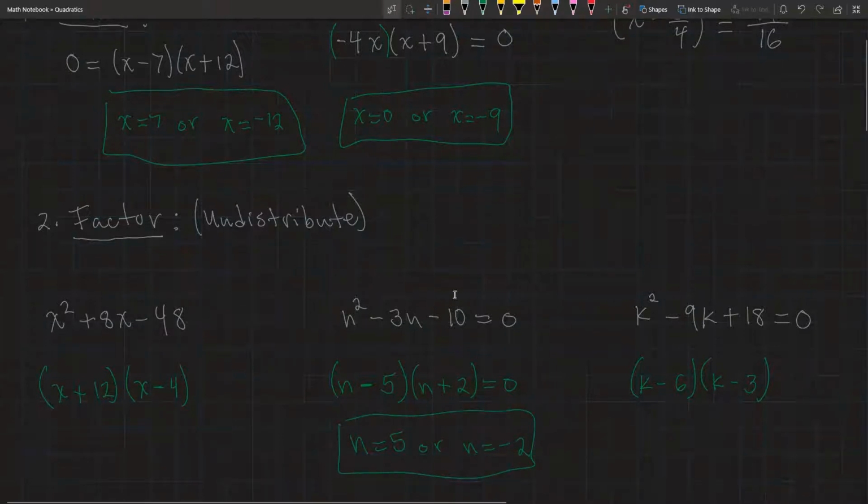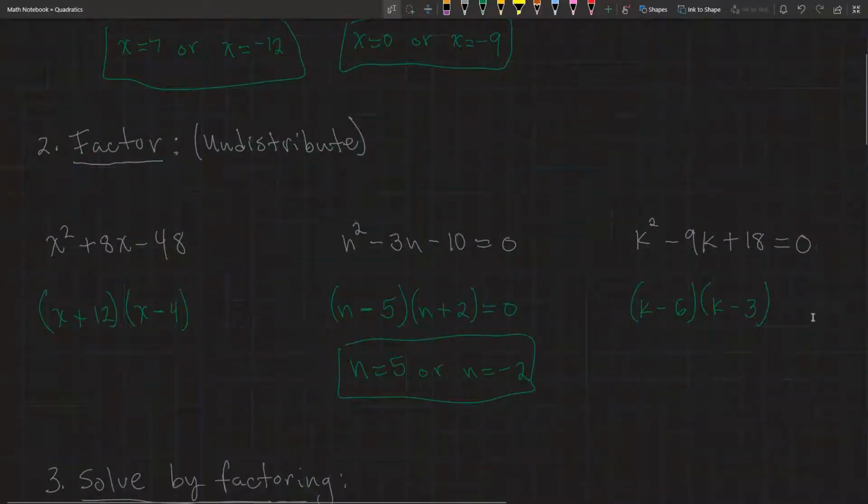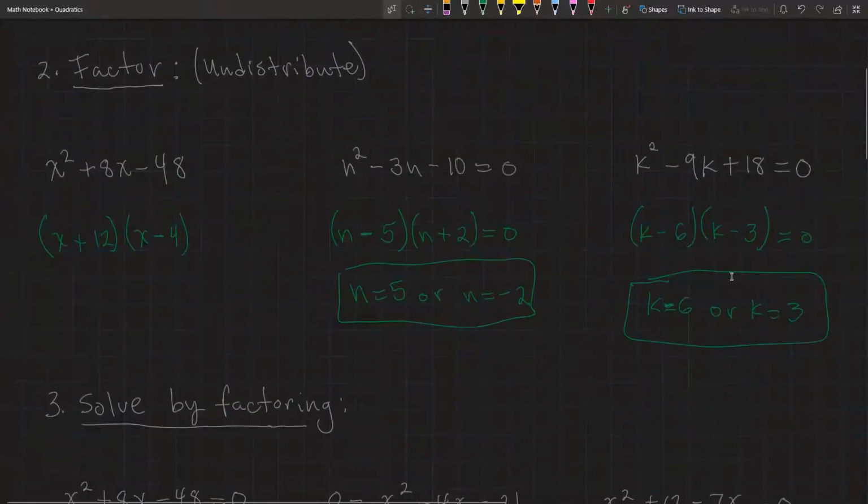With that skill alone, we can make these type of complex looking equations very easy to solve. If we recognize that we can undistribute this or factor it as something times something equals 0, then it's very easy to solve. What's the first value of k that makes the left something equal to 0? That would be when k equals 6. And what would make the other something equal to 0, or the other expression? That would be a 3. So look how quickly we would be able to solve these type of equations if we were able to factor them.